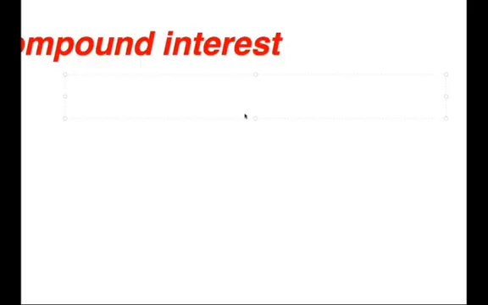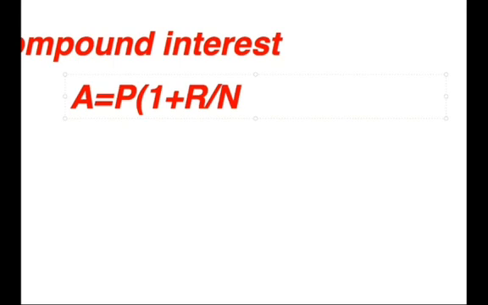So your formula for compound interest is A, the final amount, equals P, the initial principal balance, times 1 plus R by N. R by N means R divided by N. Now R is the interest rate and N is the number of times interest is applied per time period.